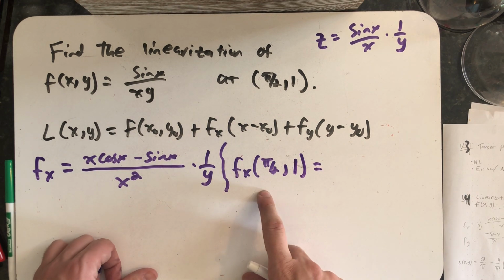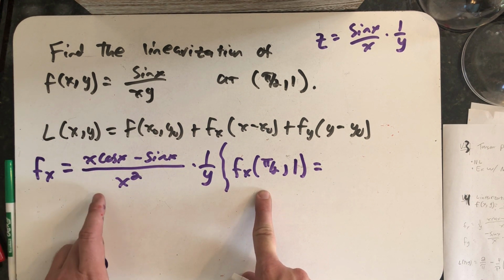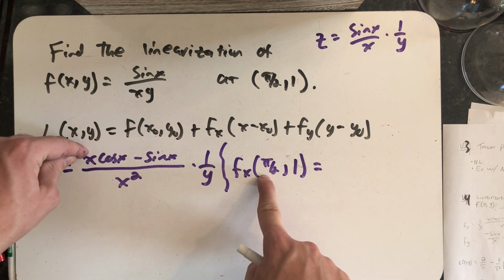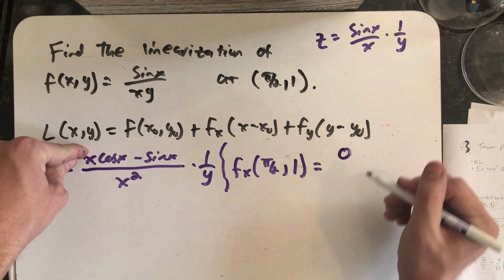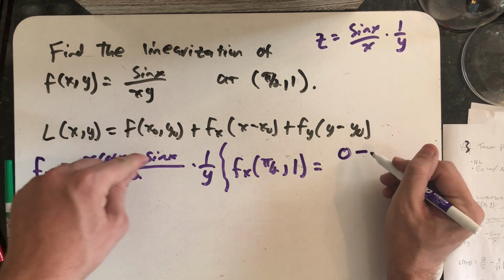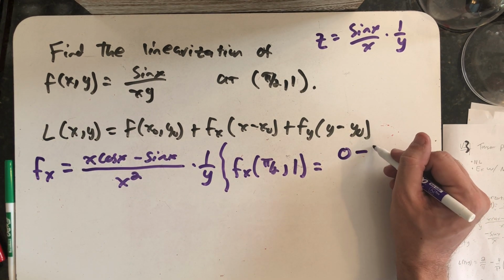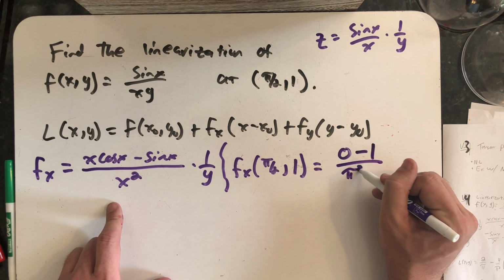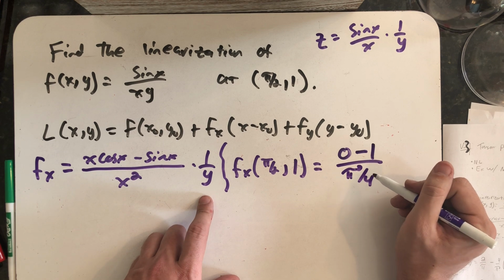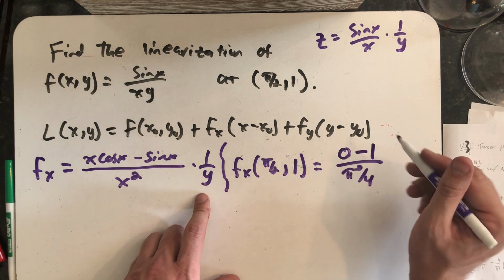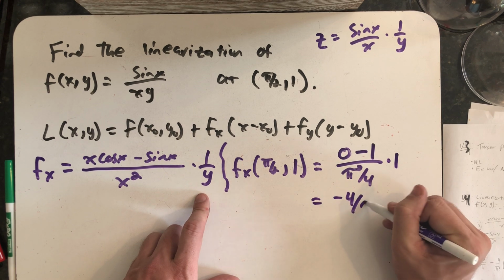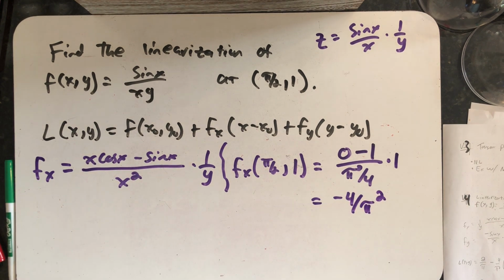All right, so I need to plug pi halves comma 1 into this. So I have pi halves times the cosine of pi halves. Nicely enough, that'll be 0, since 0 times pi halves is 0. Minus the sine of pi halves, which is 1, all over pi over 2 squared, so pi squared over 4, times 1 over 1. So I end up with minus 4 over pi squared.